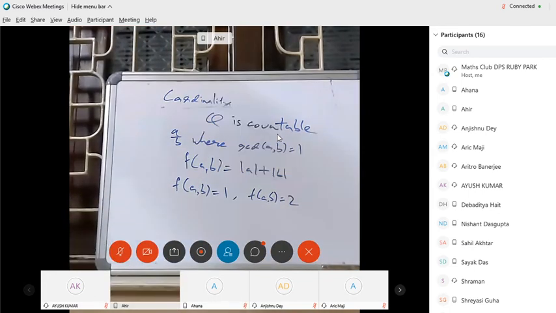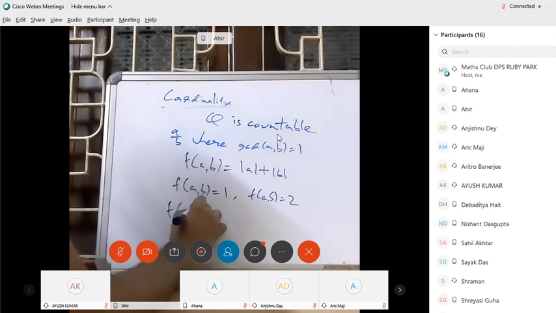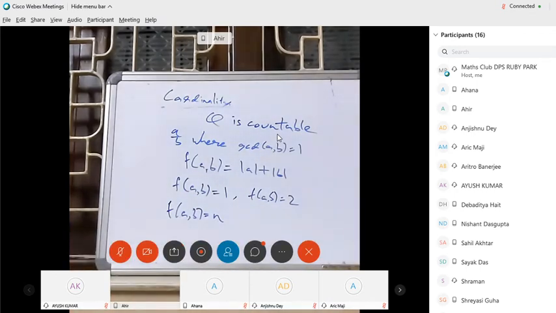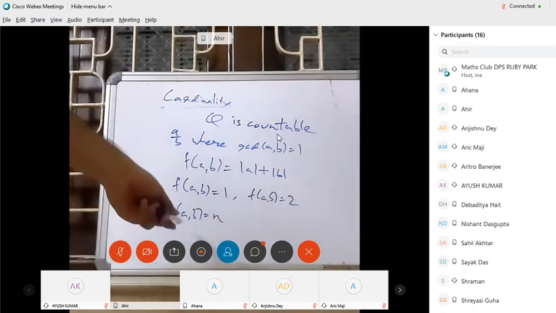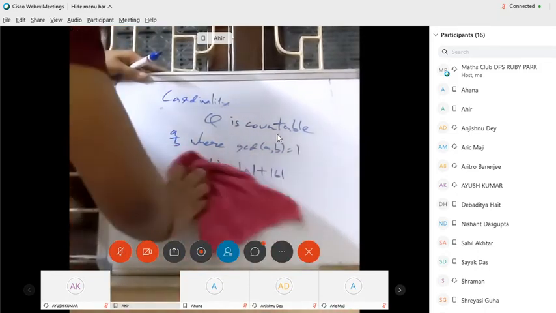So you can proceed like this, and it's easy to see that if f of a comma b is equal to n, then there are only finitely many combinations of such a and b, and therefore it's a countable set, because there are finite such possibilities. So you can count them.